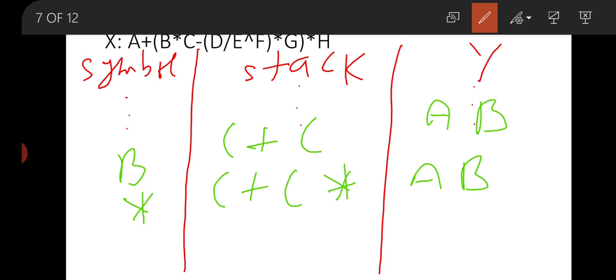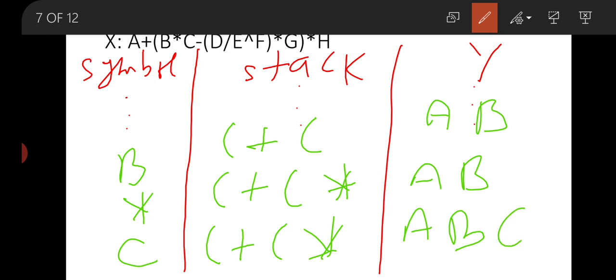Now again we are going to scan the symbol, and we get the C. C is an operand, so we are not going to push it into the stack. We have to add it into the expression according to the third step of the algorithm: A, B, C. So now we have completed up to C. Now again, if we read the symbol after C, we encounter minus.